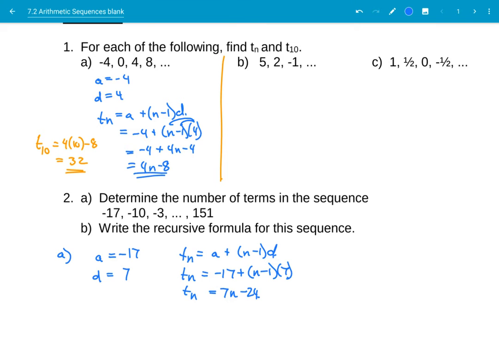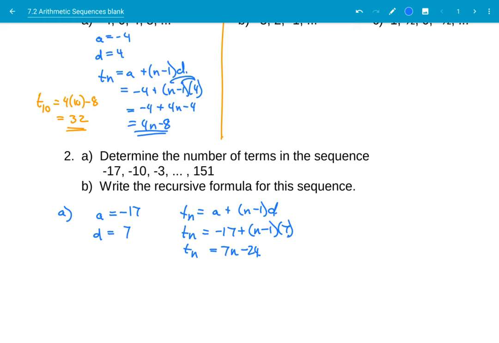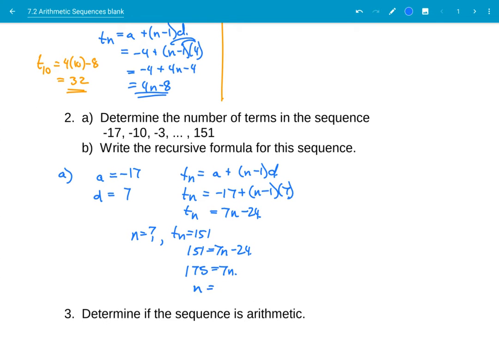Now, this is a finite sequence. We want to find out what n is. What is n when the final term is 151? So we plug that in. 151 is equal to 7n minus 24. Add 24 to both sides, so that's 175 is equal to 7n. And n is equal to 25 terms. So there are 25 terms in the sequence.